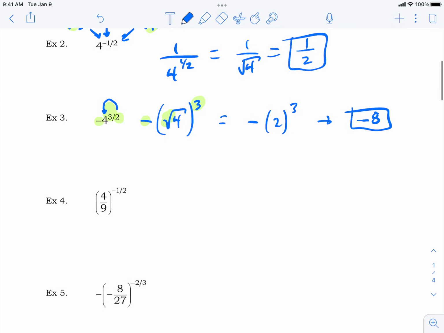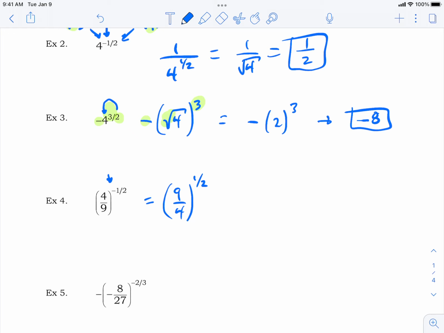What about this one? I got a 4/9. I got to do a couple things here. I got to flip it over. Maybe I'll do that right now. I'll just flip that over. Remember, a negative on an exponent is telling you to flip it, to take a reciprocal. You could say move it over the fraction bar, but in this case, both the 9 and the 4 are moving over the fraction bar. I got 9/4 to the positive 1/2.